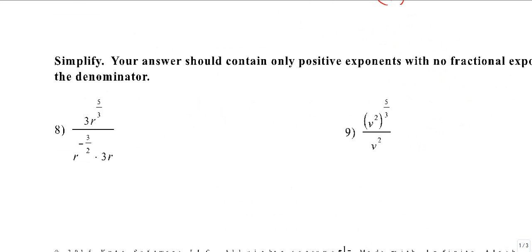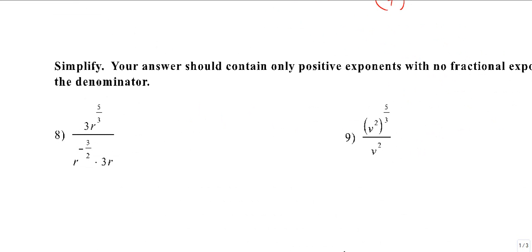Okay, now I'm simplifying rational exponents. So on the bottom I have a negative 3/2, and I have r to the first, so those will add together. So I have 3r to the 5/3. In the bottom then I have 3r to the negative 3/2, and of course 1 would be plus 2 over 2. So let's simplify that. My 3's will cancel out. So I'm going to have r to the 5/3 over r to the negative 3/2.